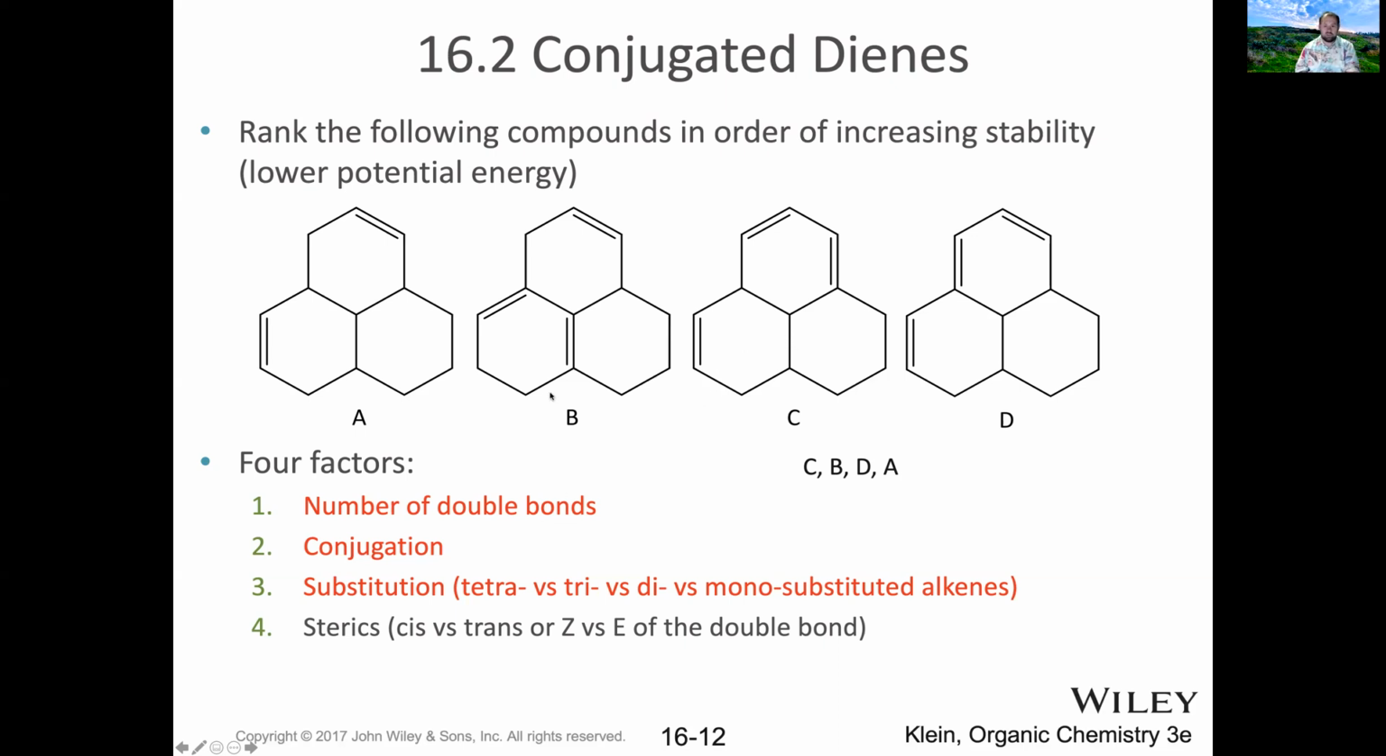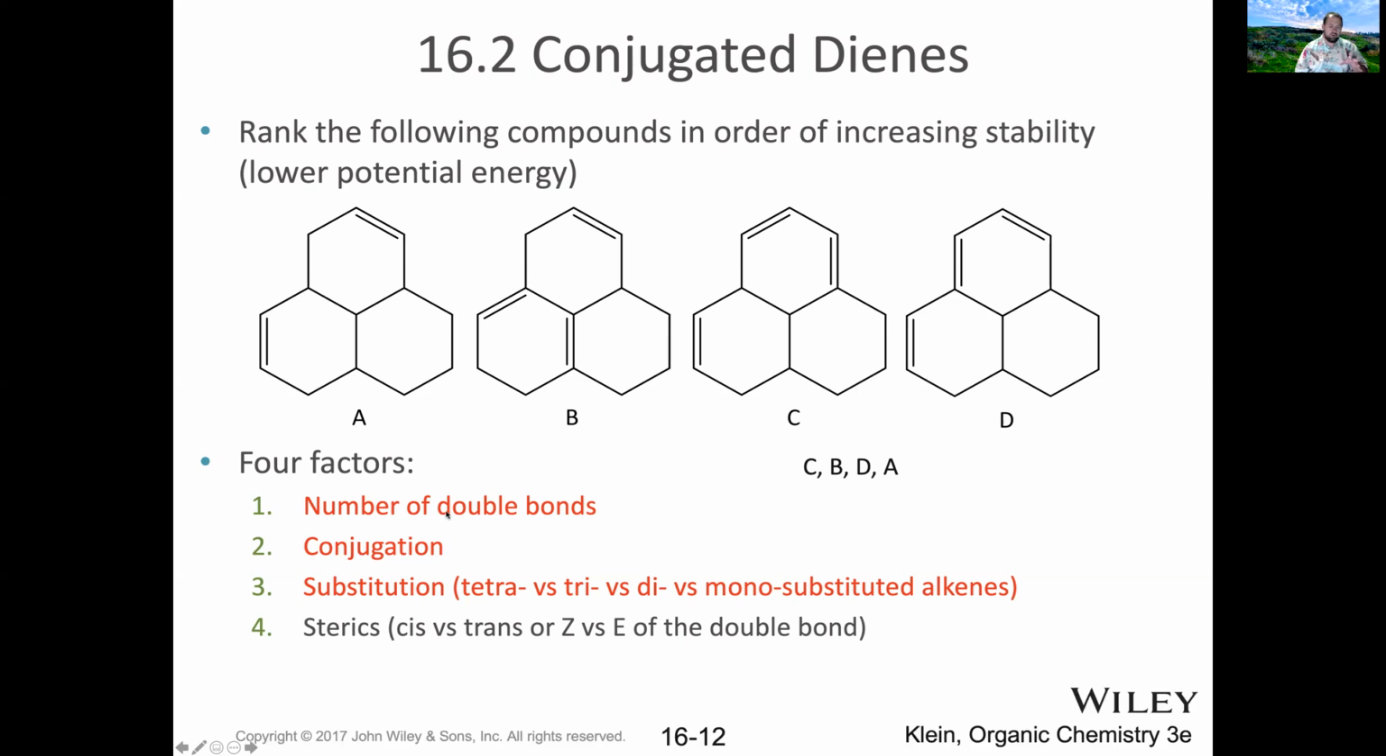Conjugation isn't a factor between these two. In both of these, two of the three double bonds are conjugated with each other. And then the other one is isolated, separated by more than one sigma bond from the other double bonds. So they have the same conjugation, but their substitution is different. And by the way, these are numbered in order of significance.